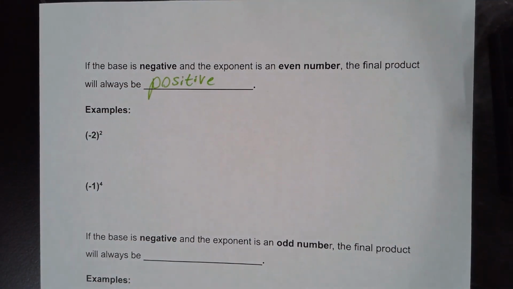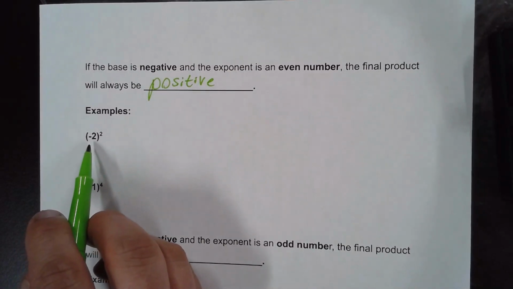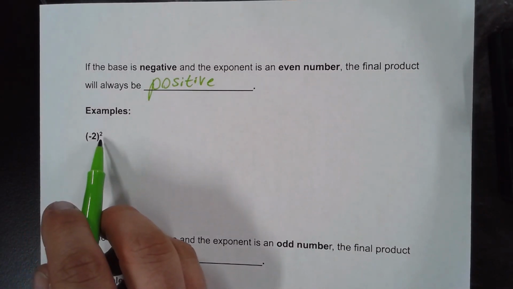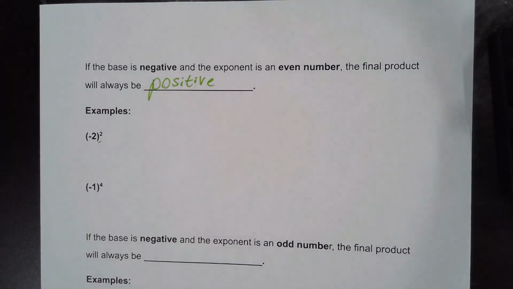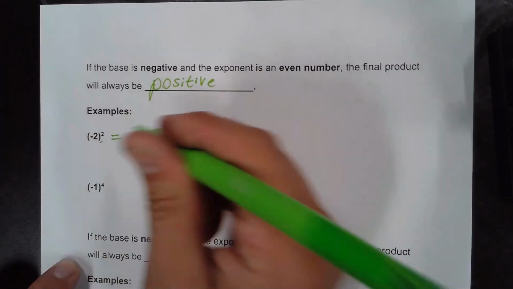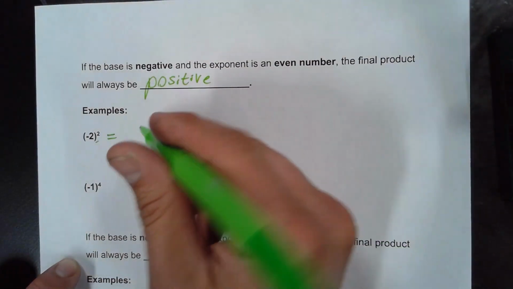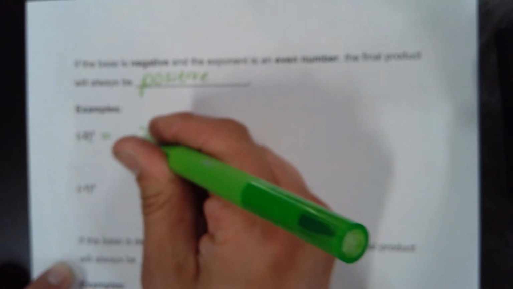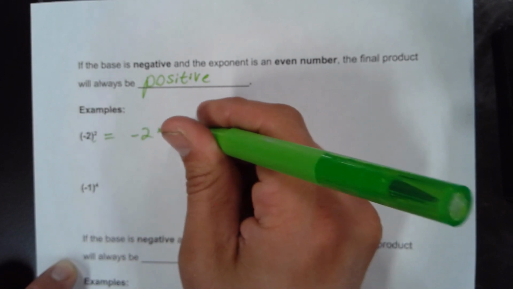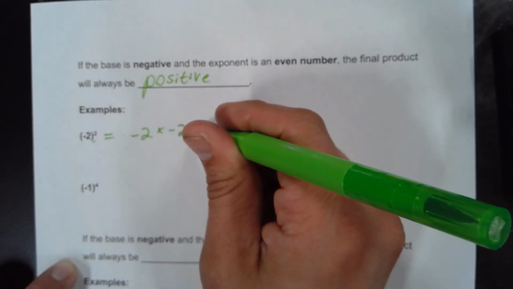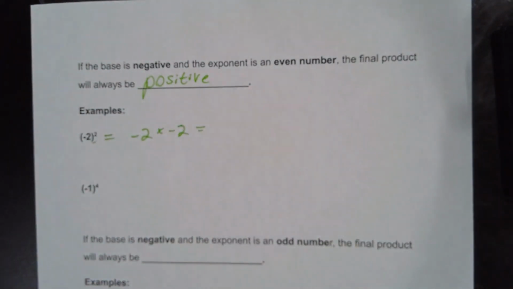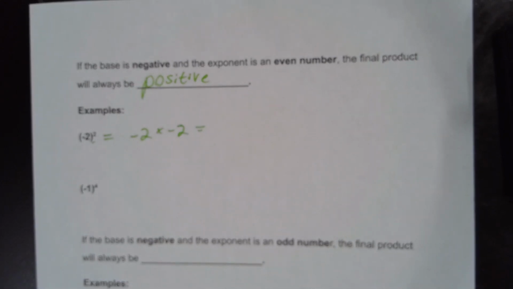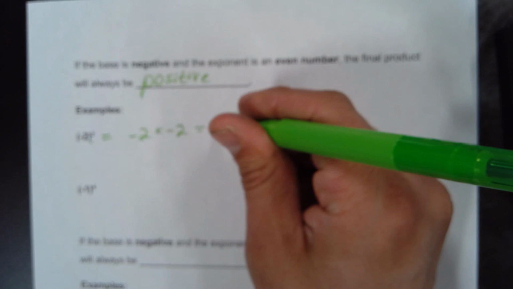So what the heck am I talking about? My negative base here is a negative 2, but it's raised to an even number. 2 is an even number. So if I'm going to break this down and write it out, this would be negative 2 times a negative 2. And do you guys remember multiplication rules? What is a negative number times a negative number? Positive, right. So this is going to be a positive 4.